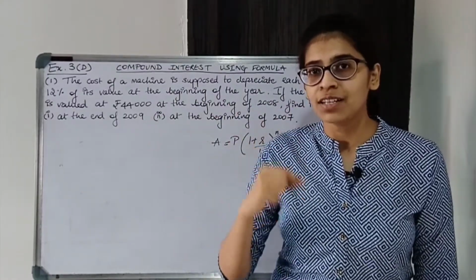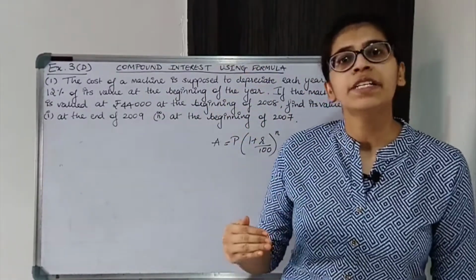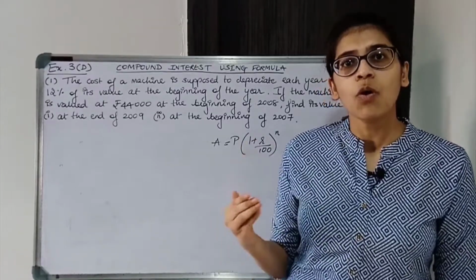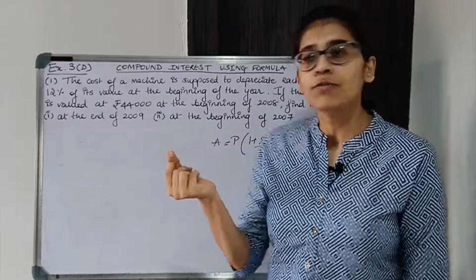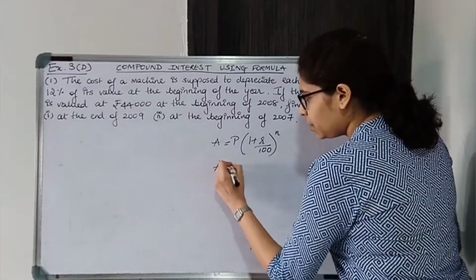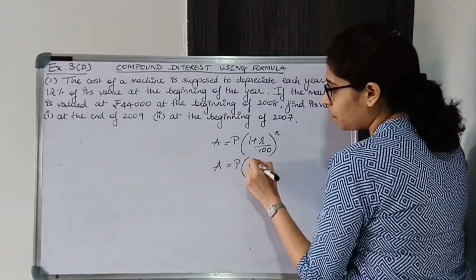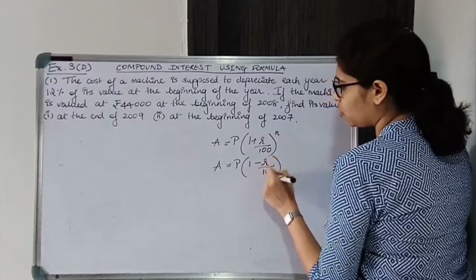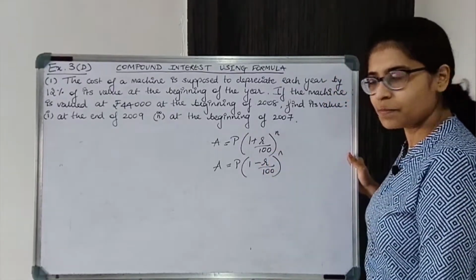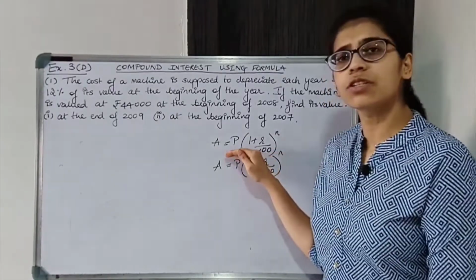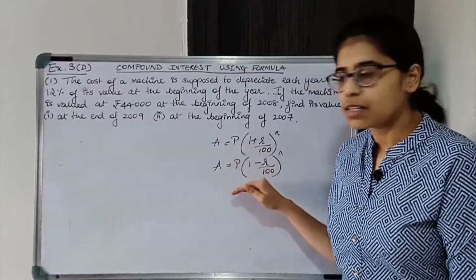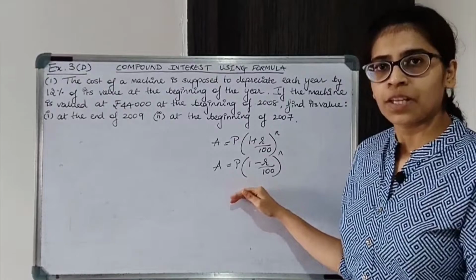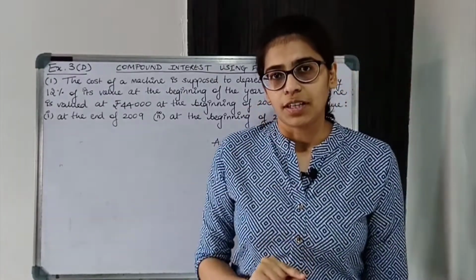That is, the costing is decreasing by certain percent each year. So you will subtract the rate percent. So there will be slight modification in formula. A will be equal to P into 1 minus R upon 100 raised to N. So when the costing or pricing increases, this will be the formula, and when it decreases, this will be the formula.